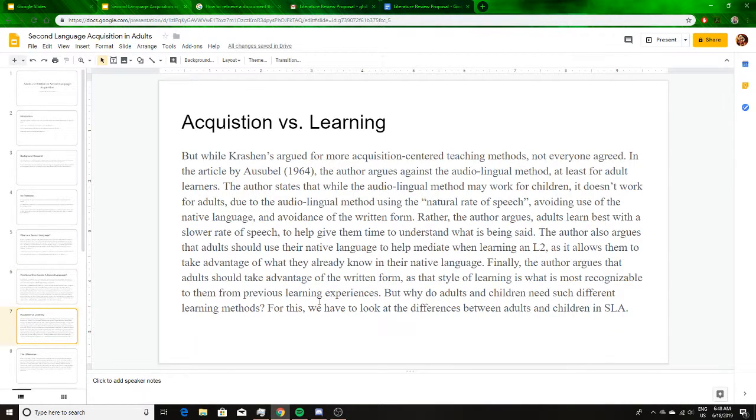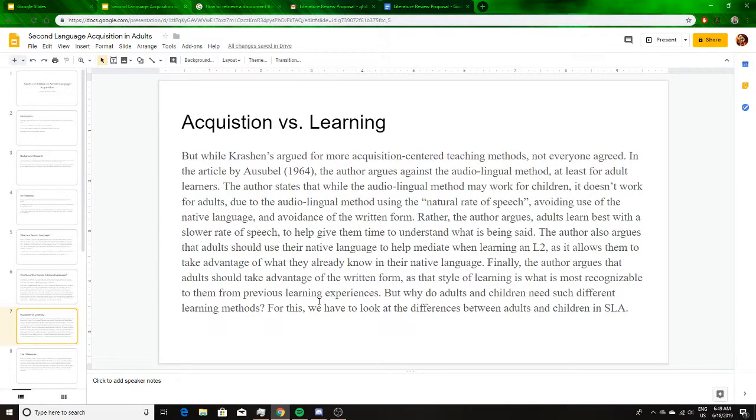Now that brings us into this question of acquisition versus learning. While Krashen argued for more acquisition-centered teaching methods, there are many people that don't agree. The article by Ausubel was a specific argument against that style of learning, for adult learners specifically. In this piece, the author states that while the audiolingual method does work for children, it doesn't work for adults, and argues that rather than use an audiolingual method, we should use methods that are more conducive to adult learners, which would make sense.